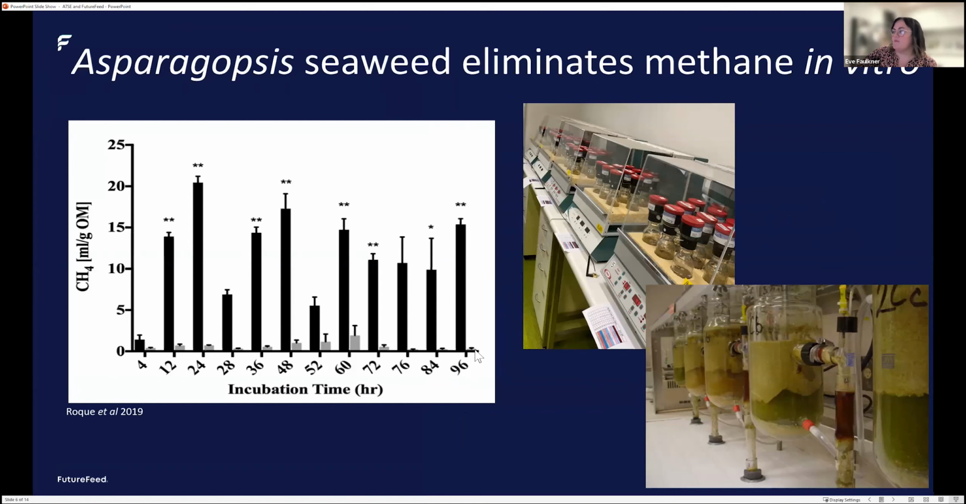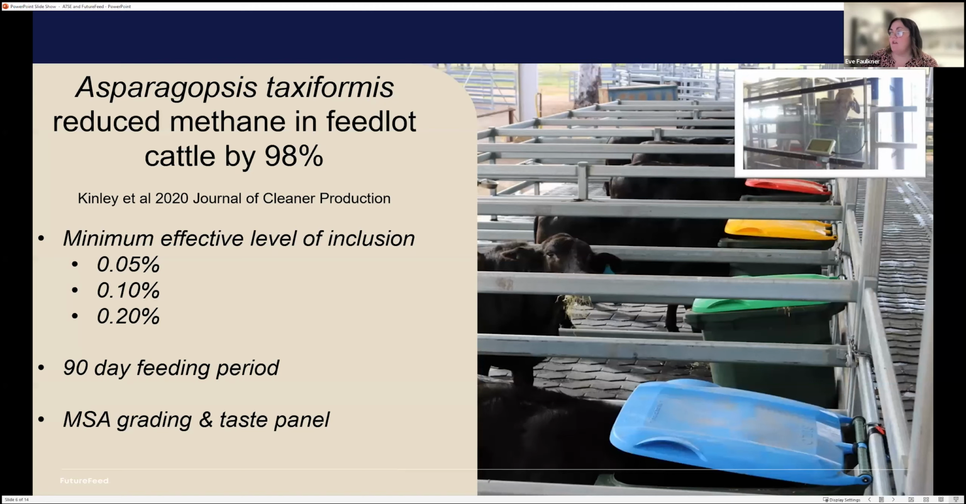I'll work on the assumption. So here at 96 hours, you can see a virtual elimination of methane in the in vitro testing. And then there was a really exciting discovery. Sometimes things will work in vitro and you take them into animals and you don't see the same results. But actually what they found when they took them to animals was that they required even less seaweed than they did in vitro to have a huge impact.